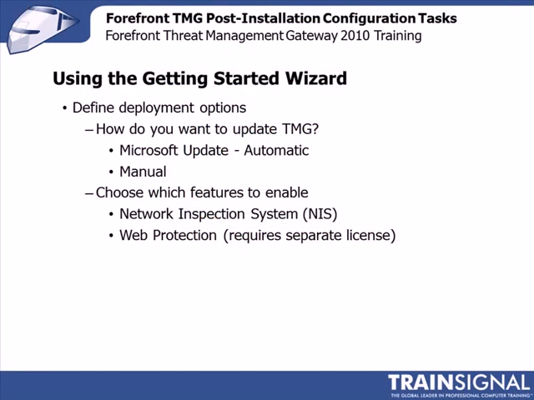In the final stage of the Getting Started wizard, it asks us to define some deployment options. How do we want to update Threat Management Gateway? Do you want to use Microsoft Update, which is automatic, or would you prefer to update Threat Management Gateway manually on your own? Obviously, there are two schools of thought here. The folks who want to keep this as hands-off as possible are going to say, just update for me automatically. I don't want to have to be all that involved.